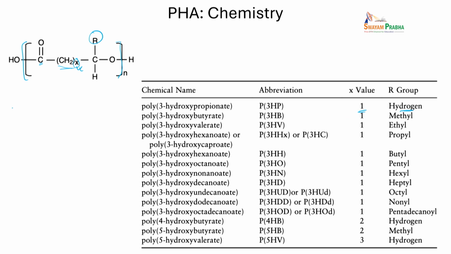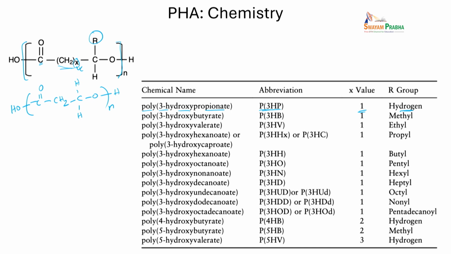That means you have HO, CO, CH2, CH, and this is H. This is called poly-3-hydroxypropionate, or in short we write P3HP. This is the simplest PHA you can think of.